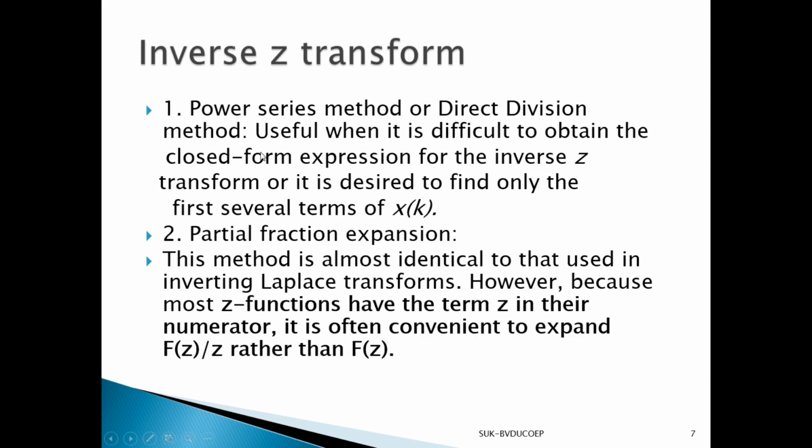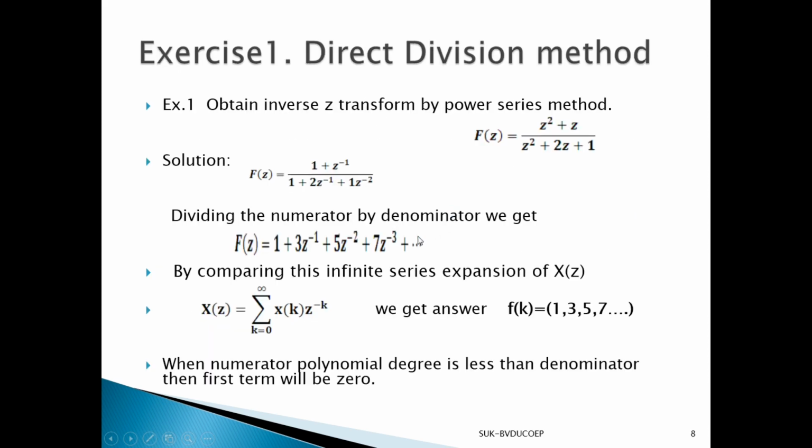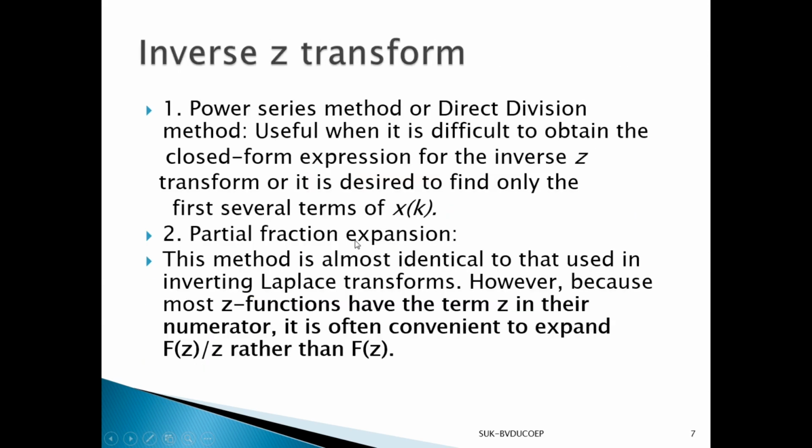Now we try to understand inverse z transform. So there are two ways, power series method or direct division method. So when is it useful? It is useful when it is difficult to obtain the closed form expression for the inverse z transform, or it is desired to find only the first several terms of x(k). Because the direct division is cumbersome for a higher order system. And always this you use in Laplace transform.